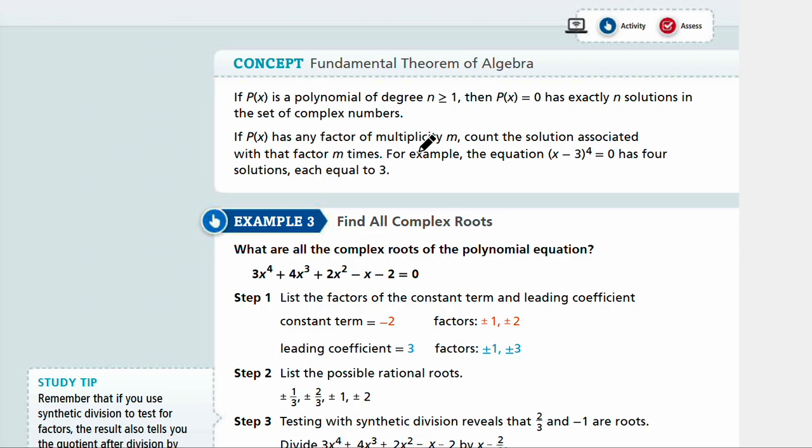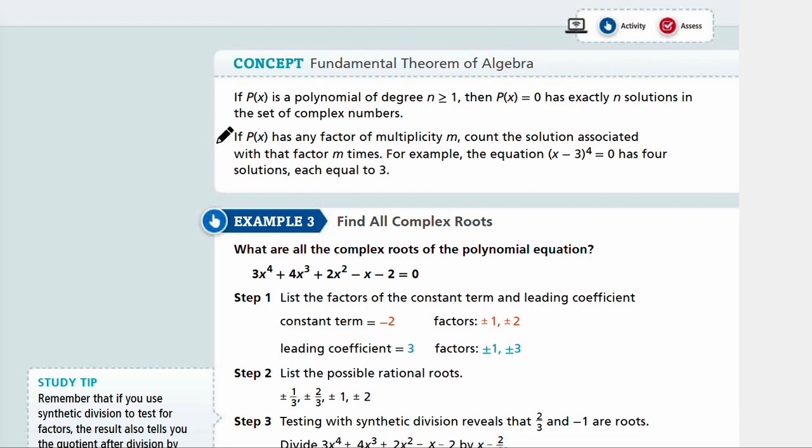If p of x is a polynomial of degree n greater than or equal to 1, then p of x equals 0 has exactly n solutions in the set of complex numbers. So in other words, a polynomial equation can be factored into n linear factors, each corresponding to a root of the equation. So they're related.